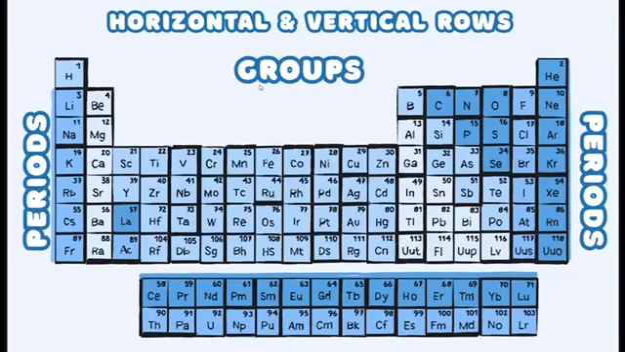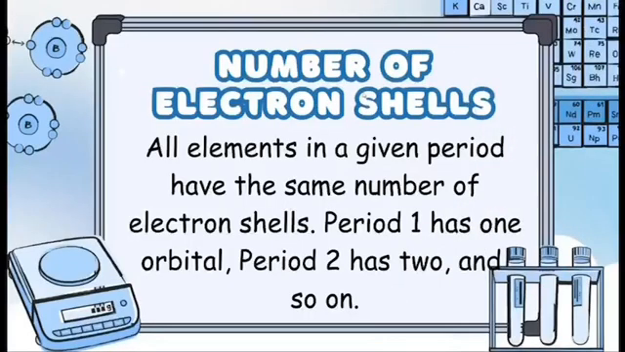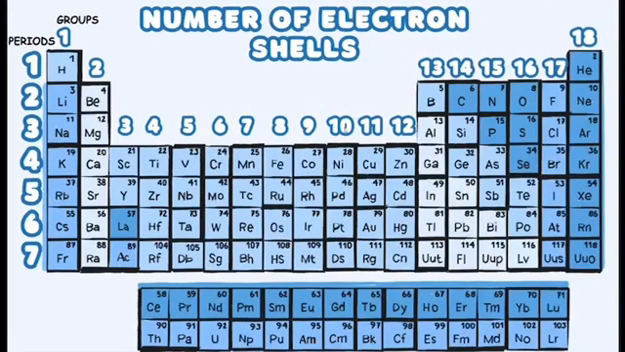As you can see from this figure, the groups are identified horizontally and the periods are identified vertically. Now on to the number of electron shells. All elements in a given period have the same number of electron shells. Period 1 has 1 orbital, period 2 has 2, and so on and so forth. As you can see from this figure, this is clearly numbered.